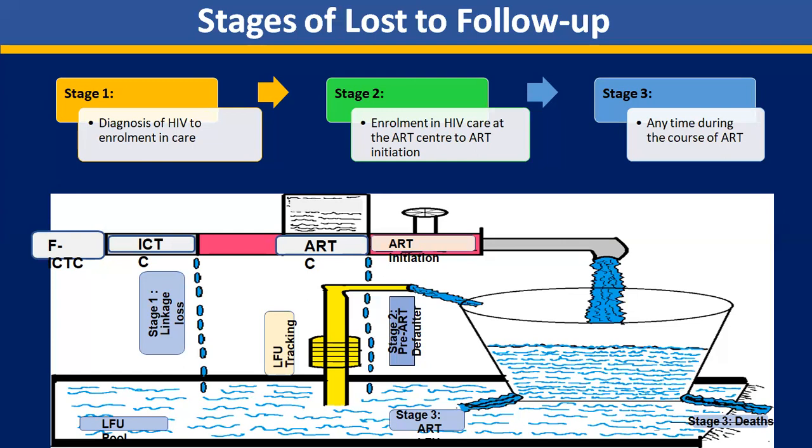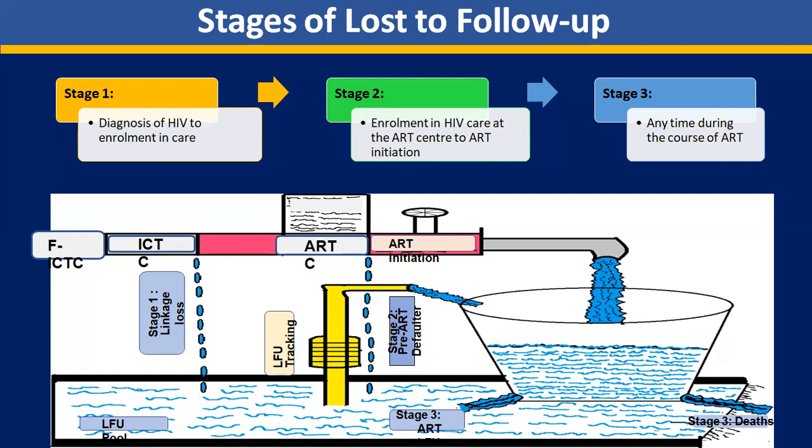And stage 3 is anytime during the course of the ART, when a patient is lost. Basically this is because initially we keep on counseling, we stress the importance of ART, but after a few months and after a few years, when they feel well, patients usually start missing their pills, or they are busy with their jobs, they go out of station. So this is the time they start missing their dates, and some also unfortunately move into the stage of LFU.